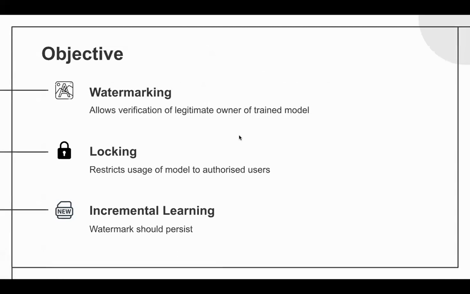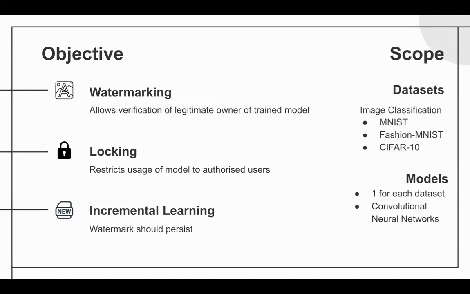Hence, the objective of my project was first to watermark the model to allow verification of the legitimate owner, then to lock the model to restrict usage to authorized users only. Lastly, I aim to investigate how locking different layers in a neural network might allow for watermark preservation even after incremental learning. For the scope of this project, image classification datasets are used, namely MNIST, Fashion MNIST, and CIFAR-10. And for each dataset, it will have its own convolutional neural network.